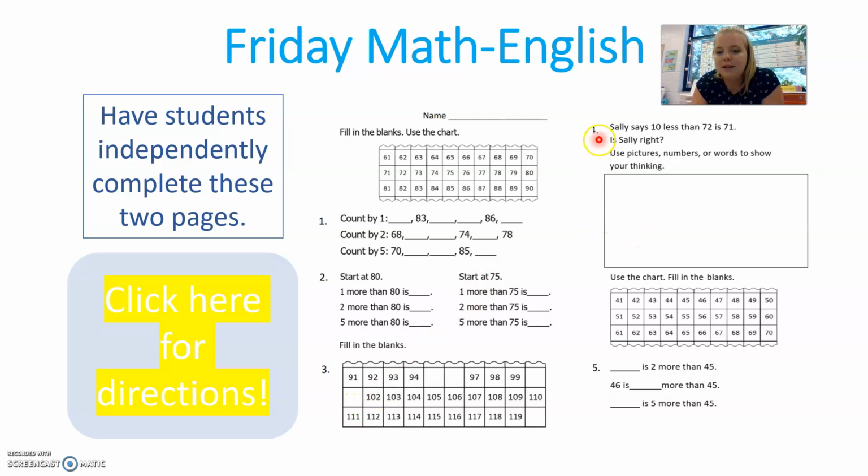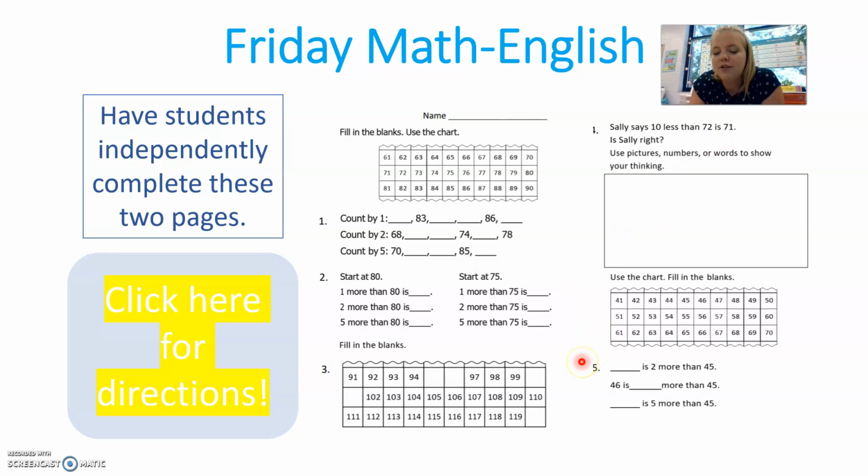Okay, then up here it says Sally says 10 less than 72 is 71. Is Sally right? Use pictures, numbers, or words to show your thinking. So Sally says 10 less than 72 is 71. So is that true? Is 71 10 less than 72? Tell me what you think and then show me, okay?